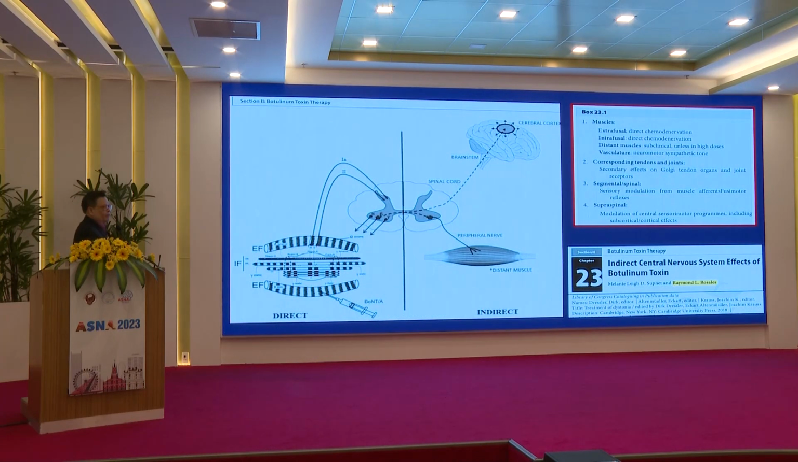Now, if you look at the effects of botulinum toxin as a basic thing, you can see that when you inject botulinum toxin, it will just have a direct chemodenervation in extrafusal muscles, but also intrafusal muscles. And it also has effects on the vasculature, because the vasculature has some neuromotor sympathetic tone effects. If you relax that muscle, corresponding tendons and joints where you also have organs can be impacted upon.